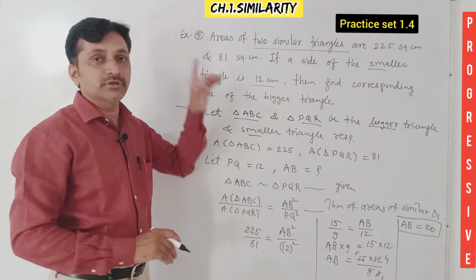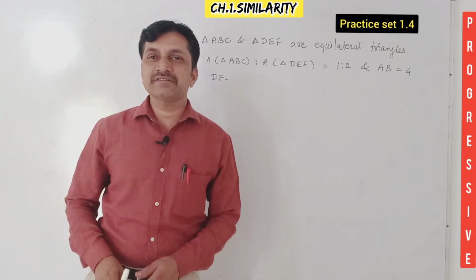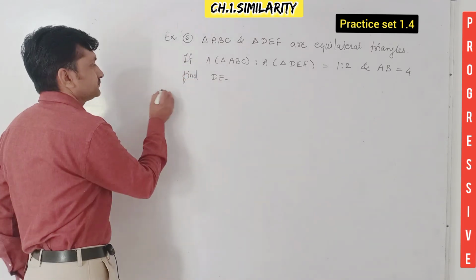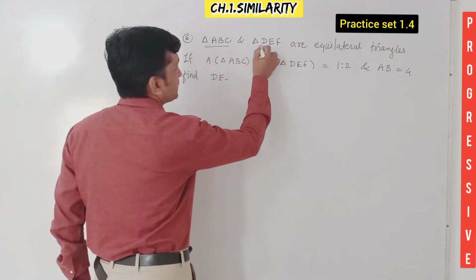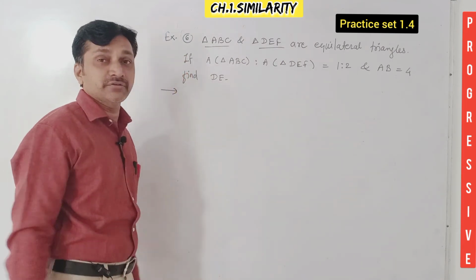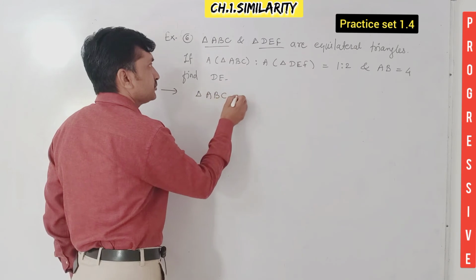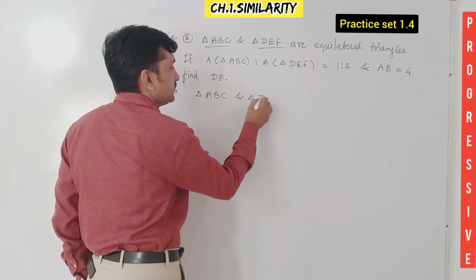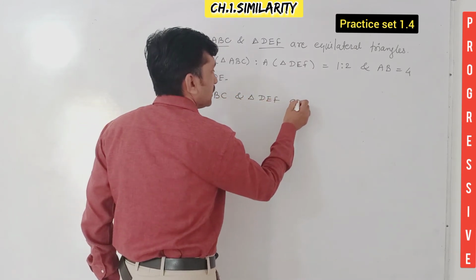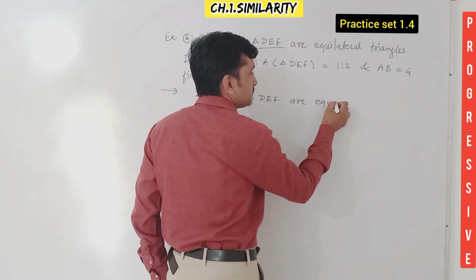It was example number 5. Now let's see example number 6. Here it is given triangle ABC and triangle DEF are equilateral triangles. I write in given: triangle ABC and triangle DEF are equilateral.